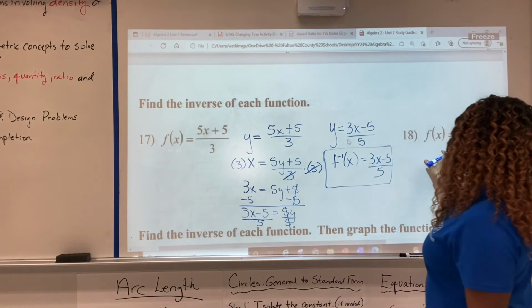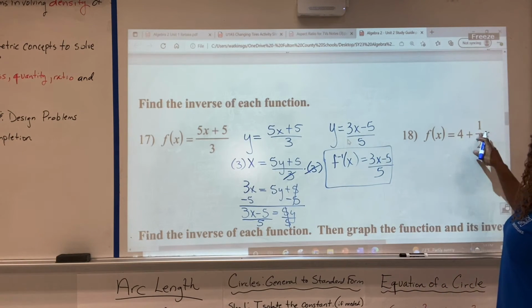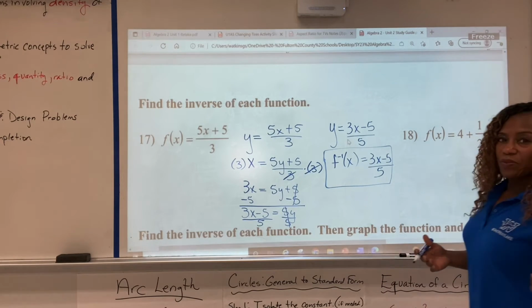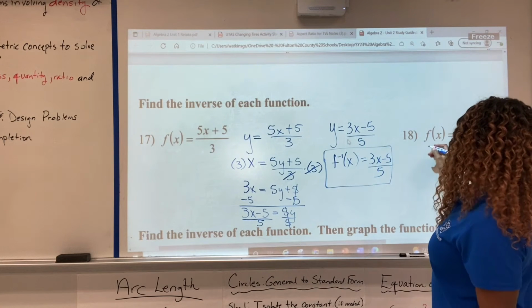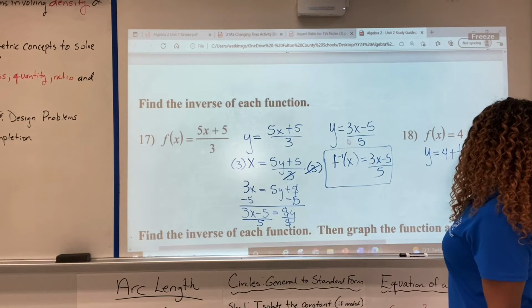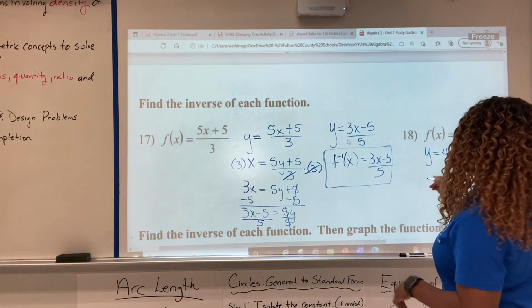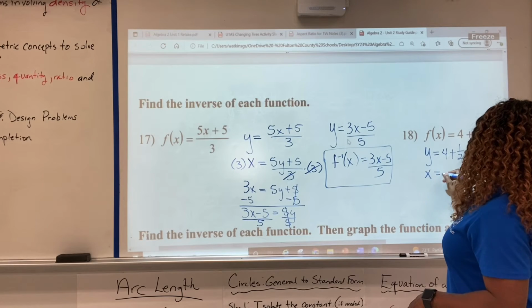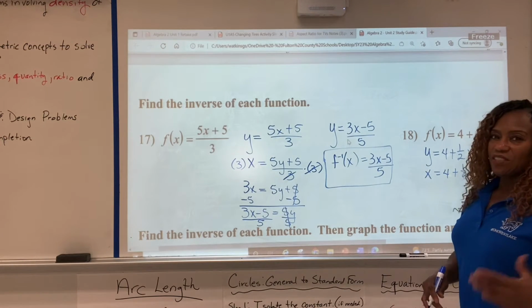We're going to do the same with number 18. So here we need to find the inverse of 4 plus 1/2 x. All right, we're going to go through the steps again. Step 1, rewrite this as y equals 4 plus 1/2 x. Step 2, let's switch the x and the y. So x equals 4 plus 1/2 y, and then solve for y.